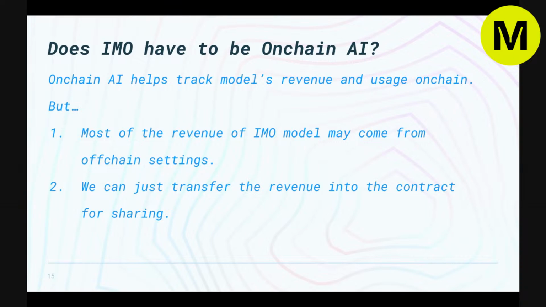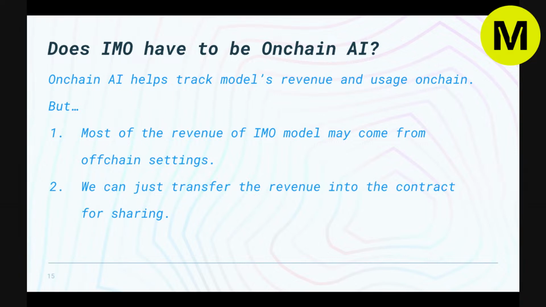So on-chain AI, in this application scenario, helps track the model's revenue and usage on chain. But if we really think about it, most of the revenue of the IMO model comes from off-chain settings. For example, the Grok model is entirely generating value inside the Twitter subscription, so they don't really generate revenue on chain. And most of the models are doing it this way.